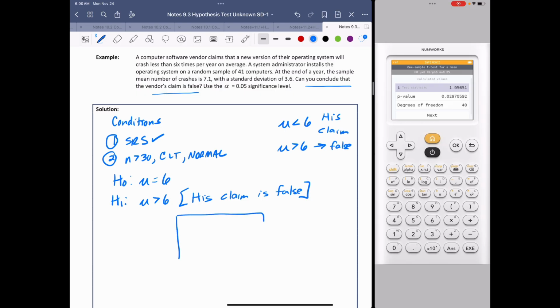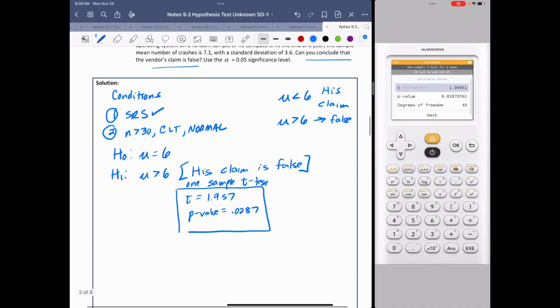I'm doing a one sample t-test. And my t is 1.957, and my p-value is 0.0287. And notice each time I'm rounding it. Now, the p-value is low, so H0 is going to go.